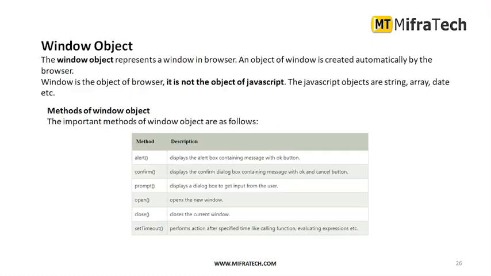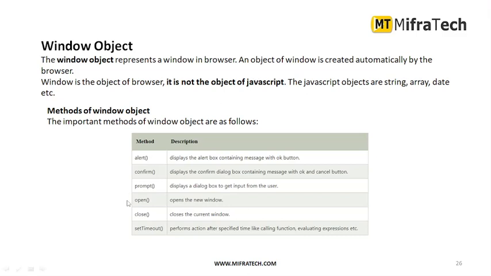The window object represents a window in the browser. An object of window is created automatically by the browser. Window is the object of the browser. It is not an object of JavaScript. It is the object of the browser. The JavaScript objects are string, array, date, etc. We can take many objects.